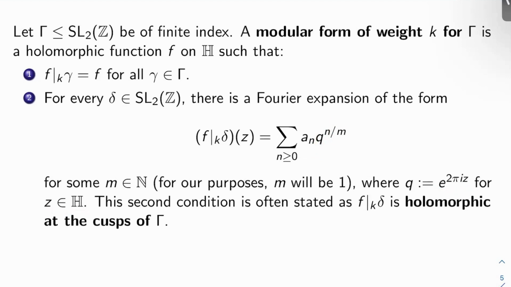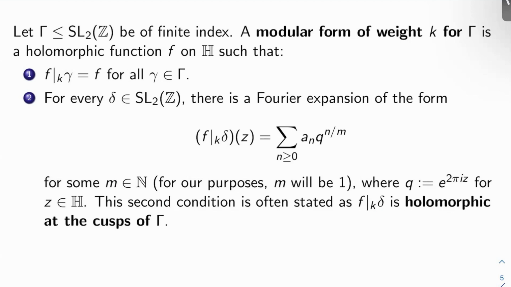Okay, look, there's really just a couple of things you need to extract out of this second condition here. First of all, another way of saying this, and there's good reason for this that I won't get into in this video, the second condition is often just stated as f bar_k δ is holomorphic at the cusps of Γ. So you can remember like f is invariant under the bar action and f bar_k δ is holomorphic at the cusps of Γ, or some people might even just say f is holomorphic at the cusps of Γ.